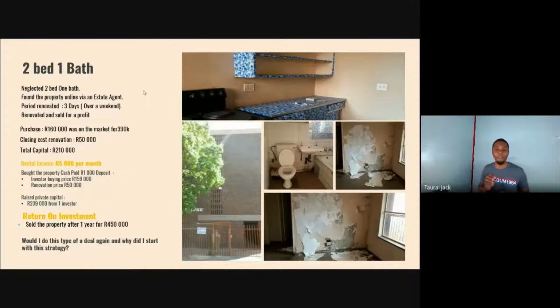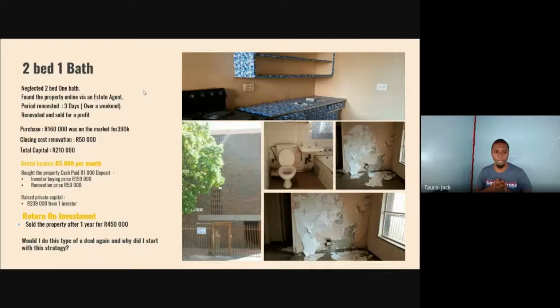I'm going to jump into the first deal that I ever did, and I think this deal is still applicable today. Yes, I did this deal 5 years ago, but the point is that this is a very small deal that I think anyone is able to jump into. It was a 2-bed, 1-bath that I bought. At the time, I was in debt, so there was no bank that was able to give me any money.